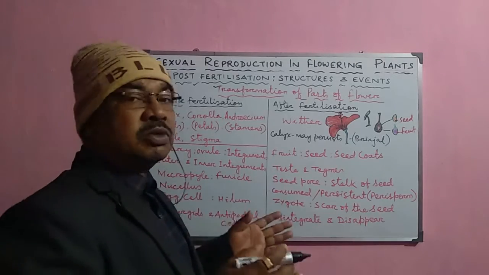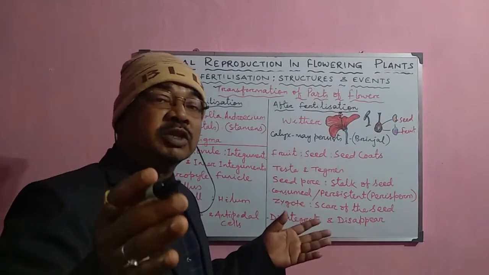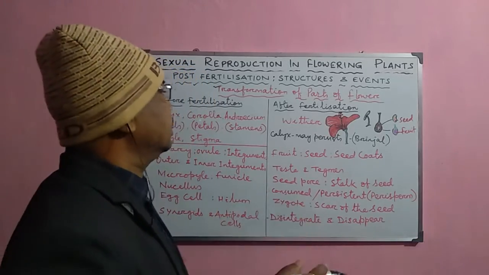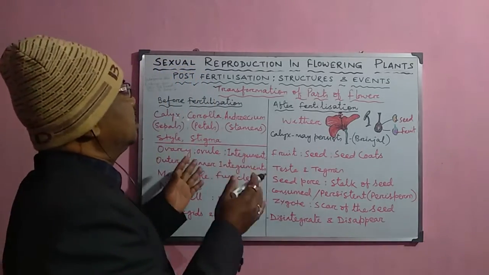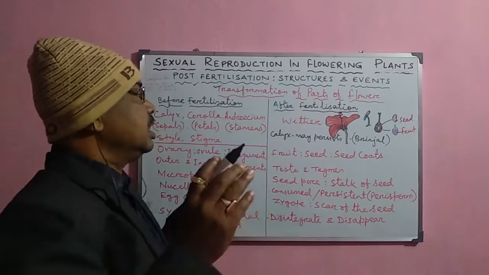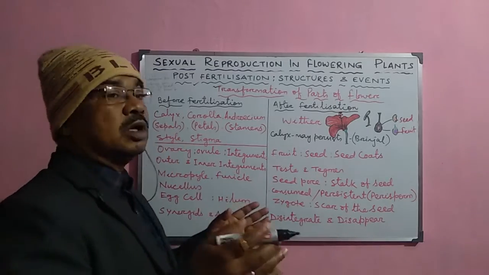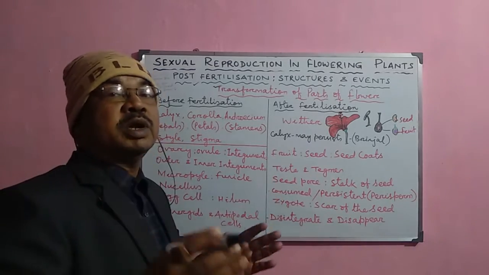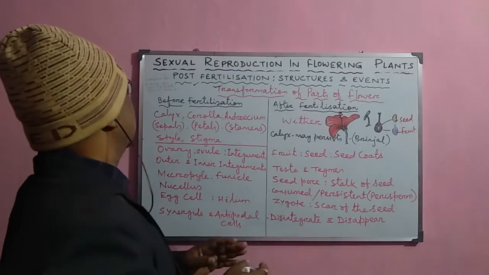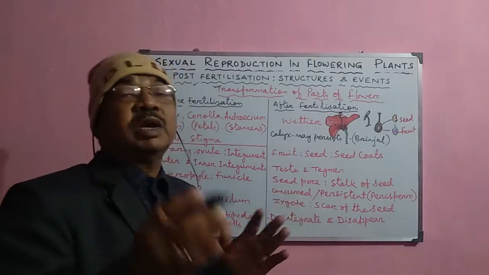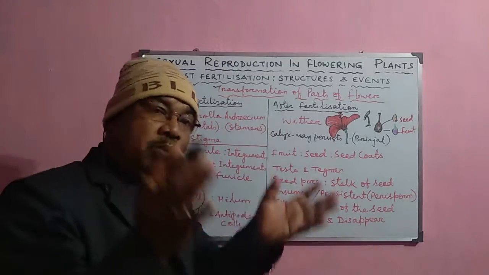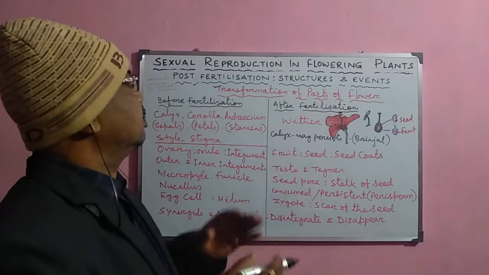But what about the different parts of the flower? What is their role after fertilization? We shall discuss here. Then next, the development of the endosperm, the reserve food for the developing embryo. Then we shall discuss how the embryo develops inside the flower after fertilization. Now, how the seeds develop from the ovule and the fruit finally develops from the whole ovary. So we shall discuss in detail all these things.